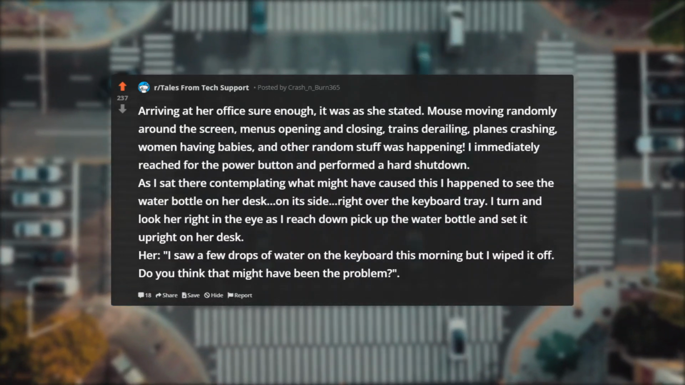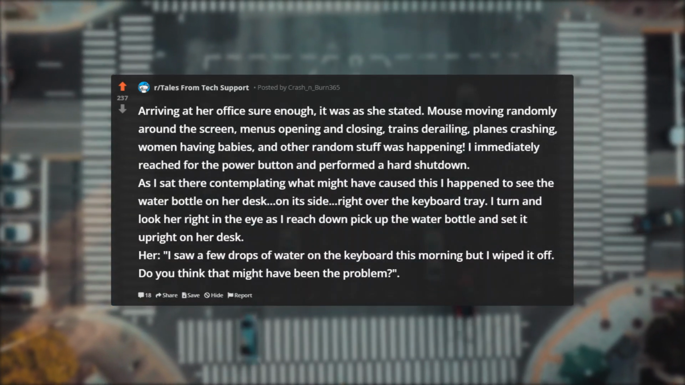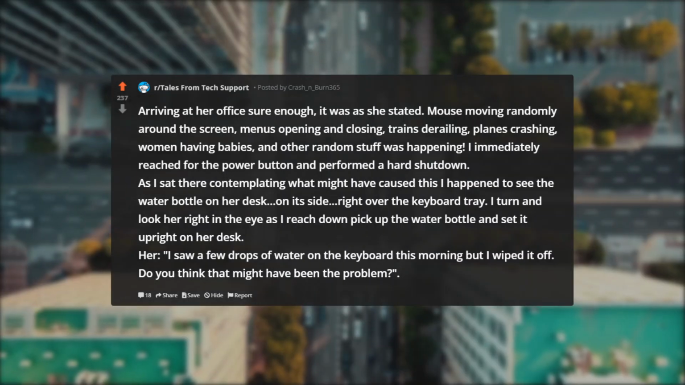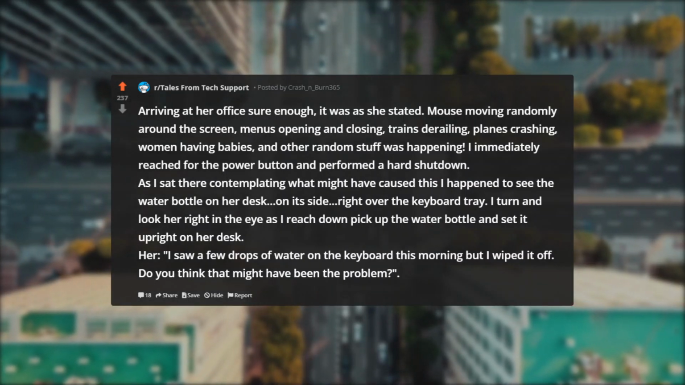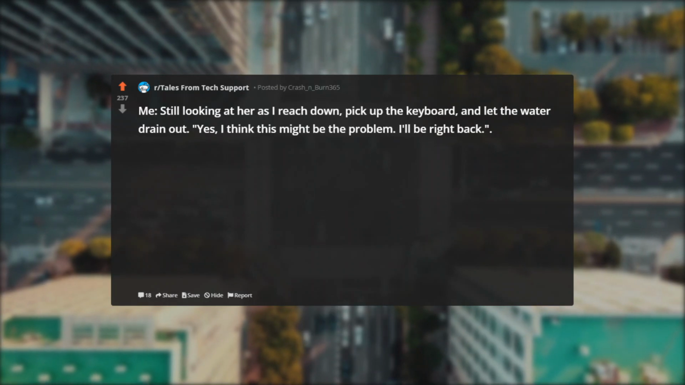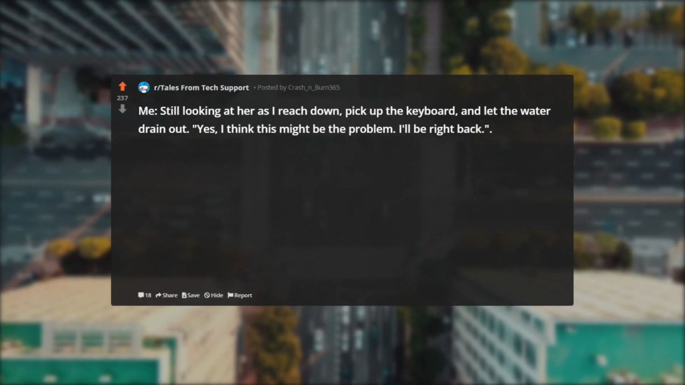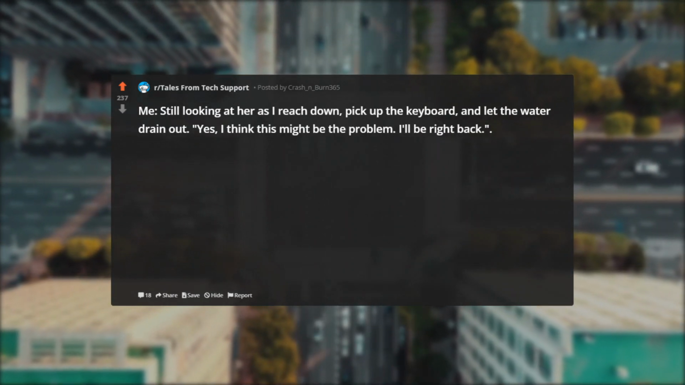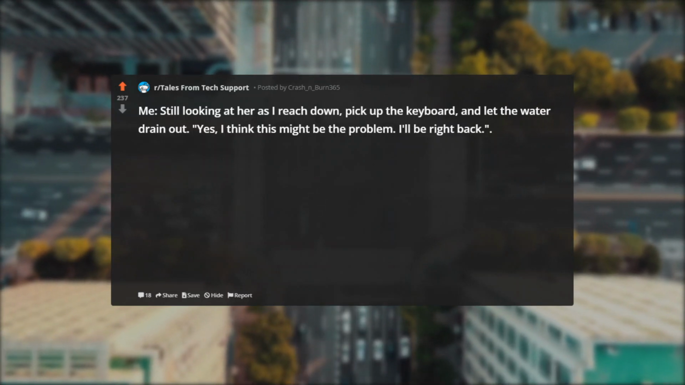"I saw a few drops of water on the keyboard this morning, but I wiped it off. Do you think that might have been the problem?" Me, still looking at her, as I reach down, pick up the keyboard, and let the water drain out. "Yes, I think this might be the problem."